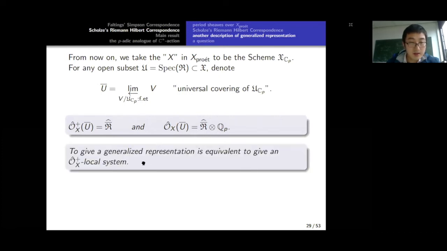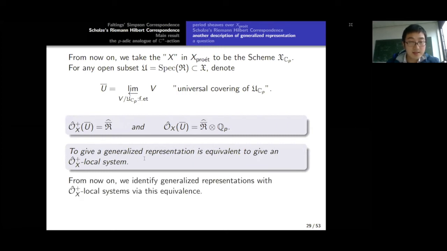Now, to give a generalized representation is nothing but to give an O hat X plus local system. Similarly, okay, from now on we will identify these two objects. Similarly, a rational generalized representation we can view as an O hat X local system.